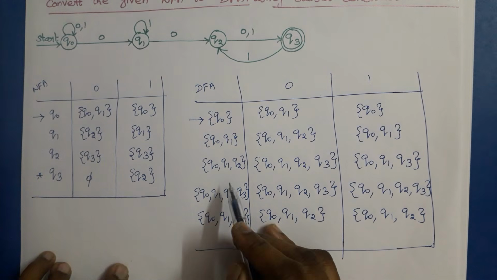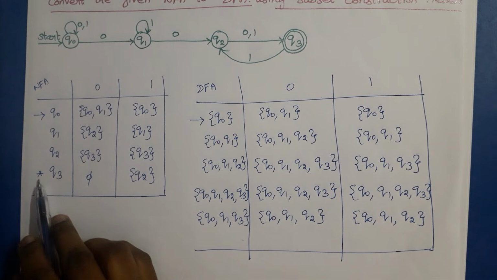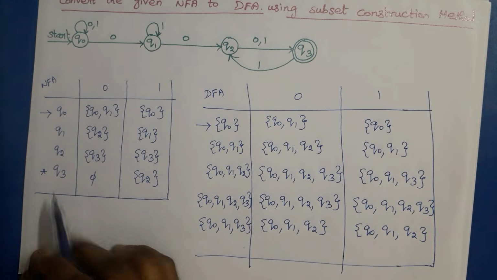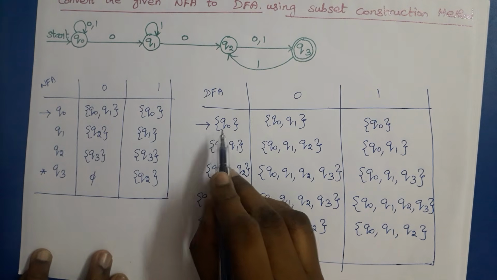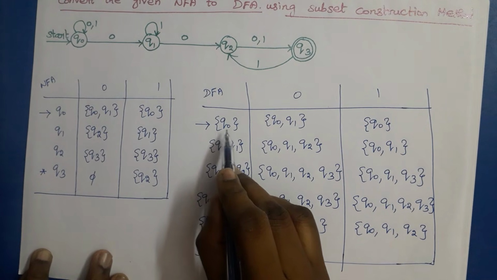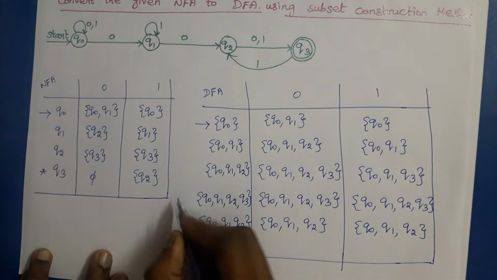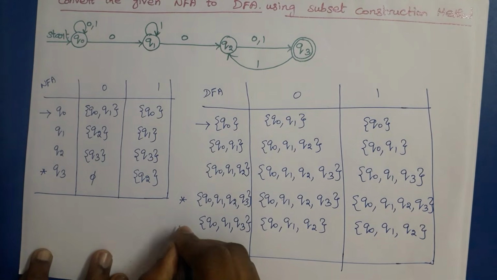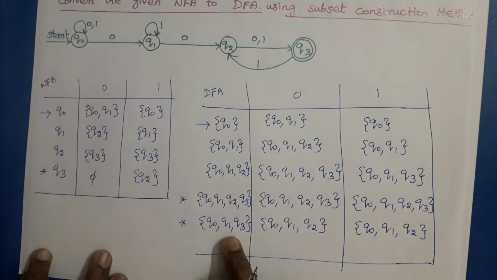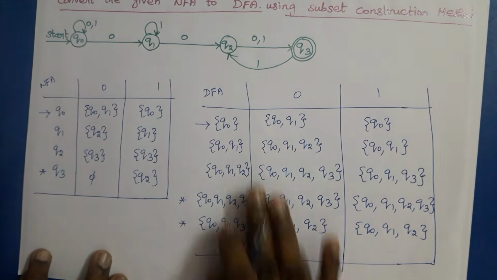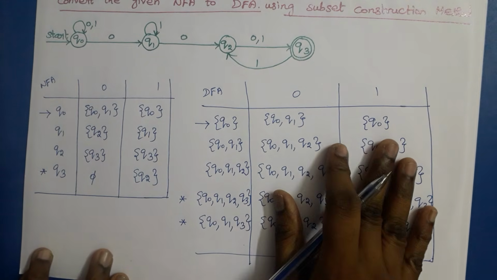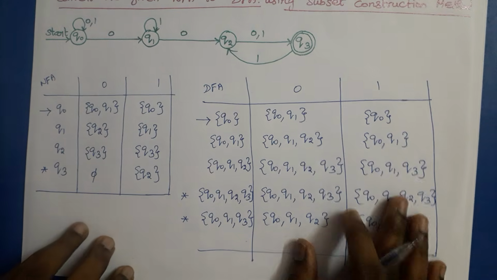Final state, now we need to mark the final state. Here the final state is Q3. So all the sets which have Q3 are final states for DFA. This one is not having Q3. This set is having Q3. This is also. So these are the final states, and we have made the delta transition as a table. Now we can construct the transition diagram for this.